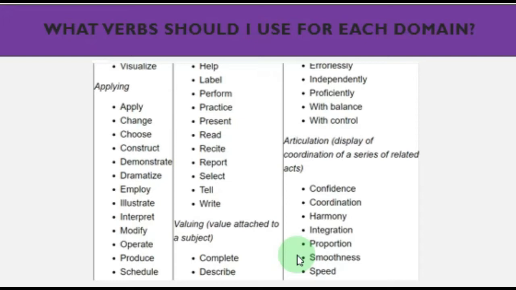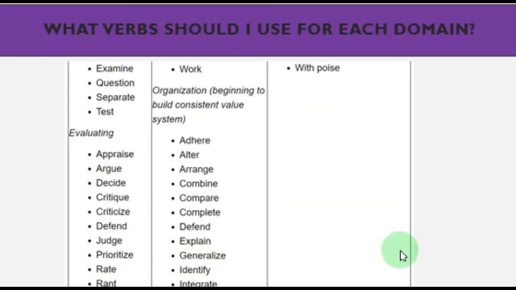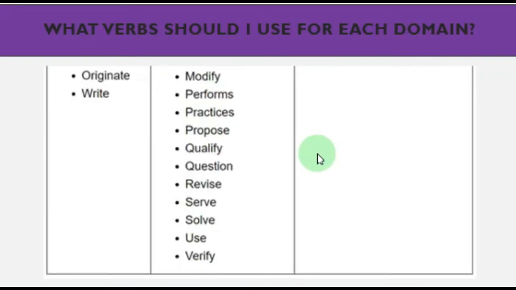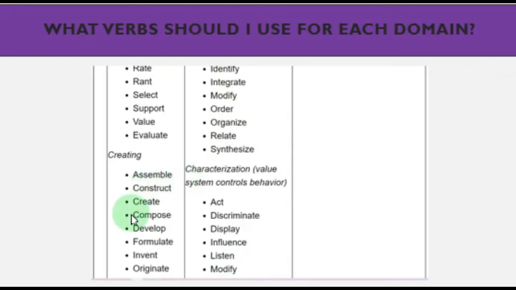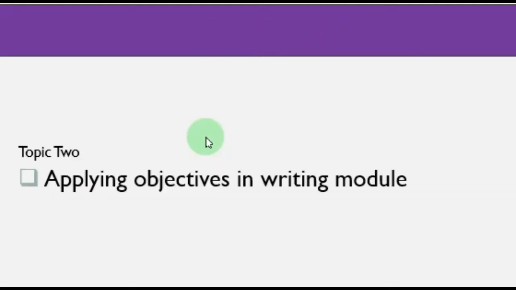What objective should I use in creating a module? All right, and these are the verbs that you can use for analyzing. Okay, for naturalization, high level proficiency, you may use this one to create the objectives of the module. Evaluating, we have appraise, argue, decide, critique, criticize, defend, judge, prioritize, rate, rank, okay, and so on. All right. For creating, we have assemble, construct, create, compose. This is for cognitive and affective. Okay, cognitive and affective, this one as well.